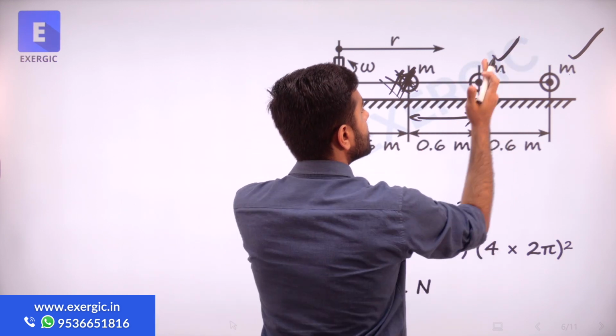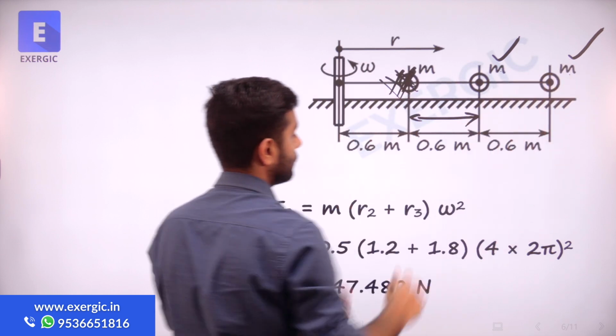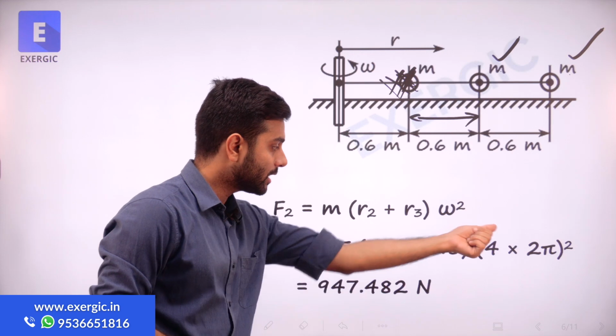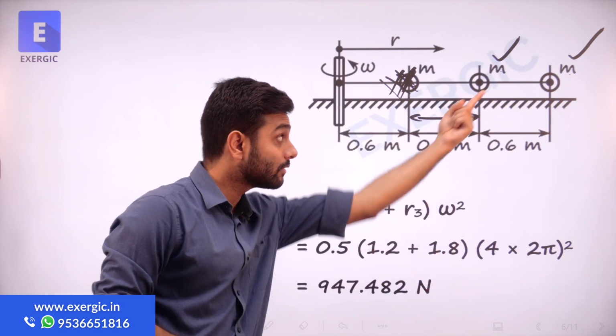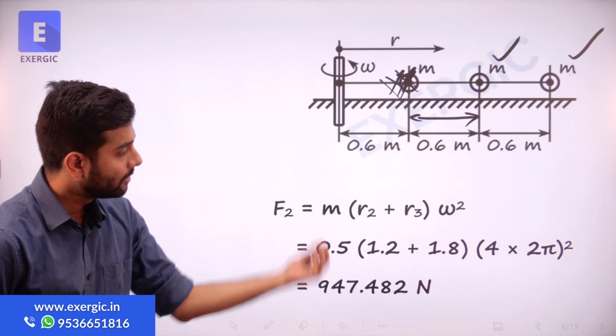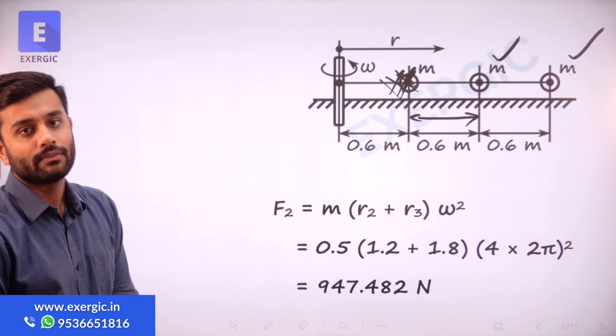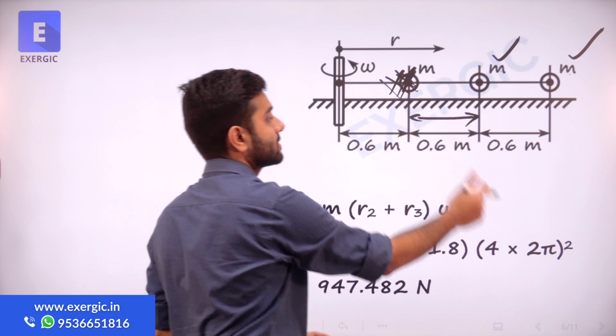For this mass, R is 1.2. For this mass, R is 1.8. Add both of them together: m r omega square plus m r omega square for that mass. Put the value, omega is same, mass is 0.5. Get the value of force for the second section.